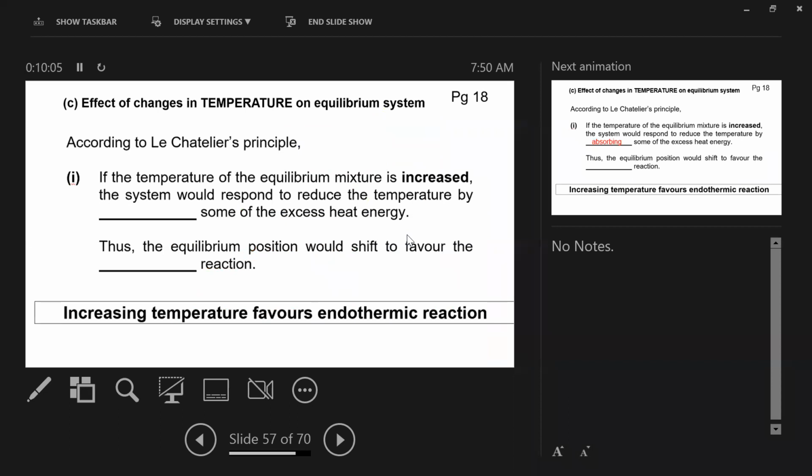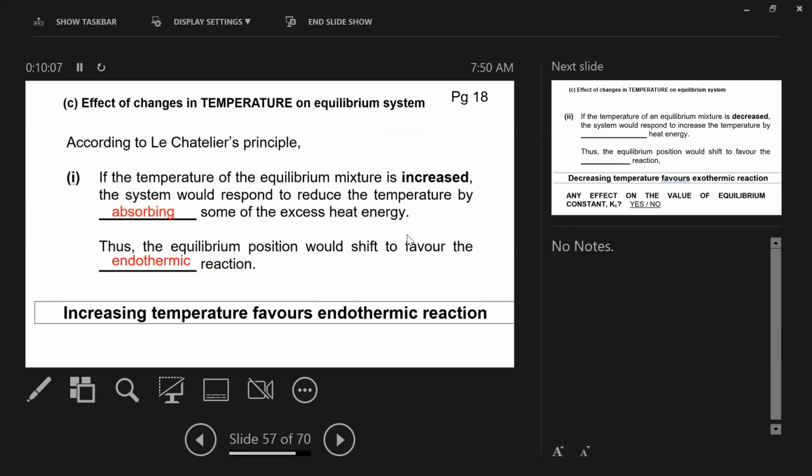Okay, so this is the effect of temperature. I'm sure that you have already copied this. We emphasize this sum of the excess energy. Why do we emphasize this? Because we do not remove all the energy added to the system. We only remove partially. That is the Le Chatelier principle. We do not remove all of the excess energy. We only remove part of the excess energy.